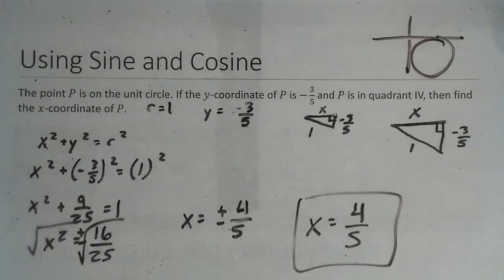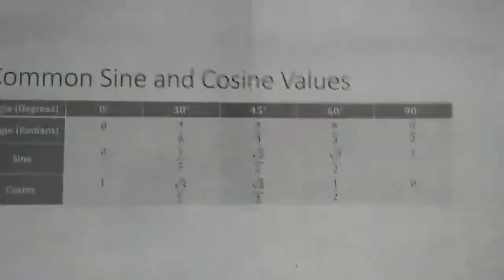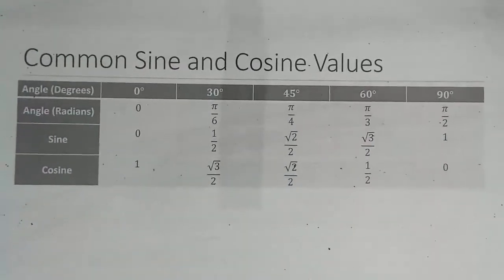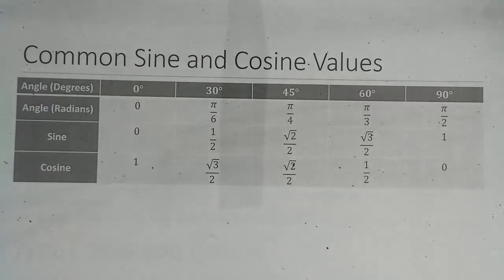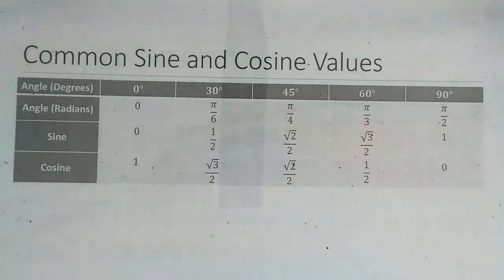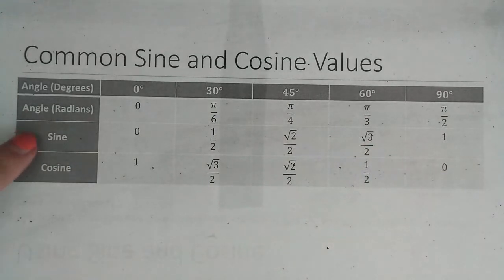Now we can kind of use this idea to help us build a table. And here I have a table of just some really common sine and cosine values. We are going to be using these so much, it's crazy. So I have our angles listed in degrees because those are the ones you're probably familiar with. I have them listed in radians because we'll be using those fairly frequently as well. And then we have our sine values and our cosine values.